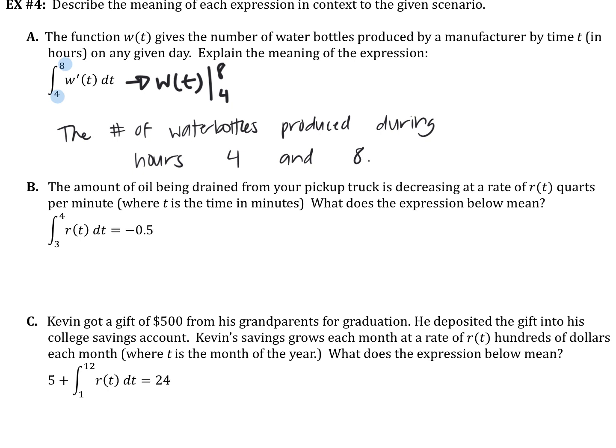Okay, the next one we're talking about the amount of oil being drained from your pickup truck at a decreasing rate of quarts per minute, where t is the time in minutes. What does the expression below mean? So we're integrating from 3 to 4 of r of t, and that's equal to negative 0.5. Take like 30 seconds to a minute. Tell your neighbor what you think it means. If you're totally wrong, that's okay, but I want you to at least try.